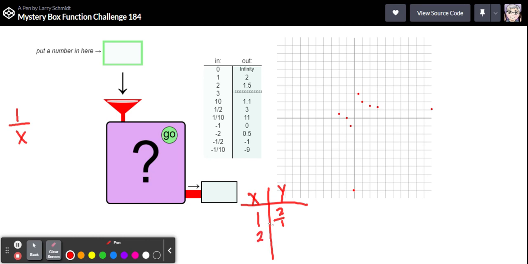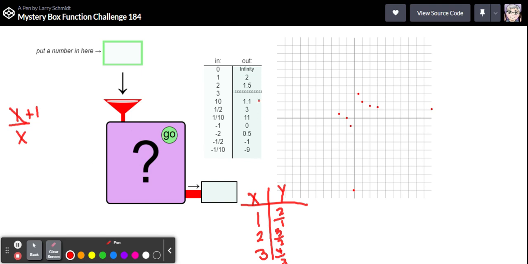And when we put in 2, we got 1.5, which is 3/2. And when we put in 3, we got 1 and 1/3, which is 4/3. So the reason I wrote those as fractions is because I noticed that pattern. The top of the fraction is always the x number plus 1, 2, 3, 4, and the bottom is always x. So I think up here we've just got x plus 1. But let's use that guess to check some other points because we had some interesting ones here.